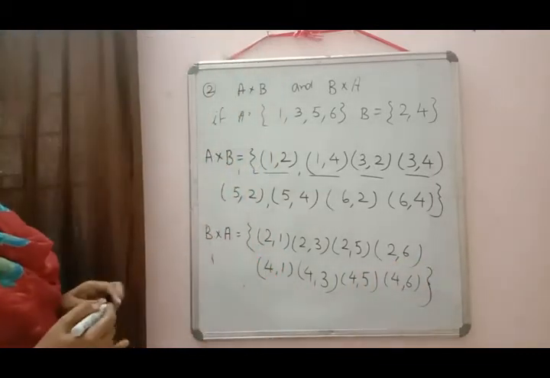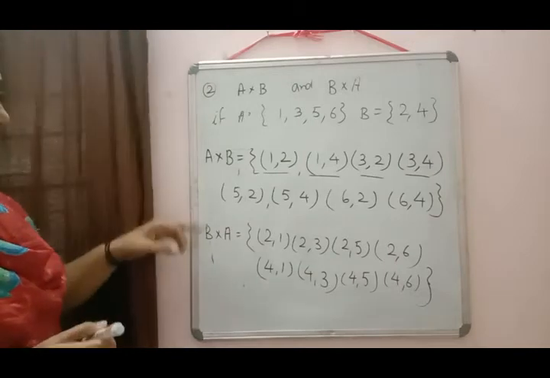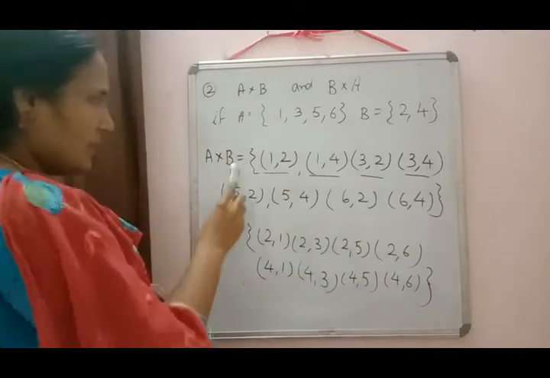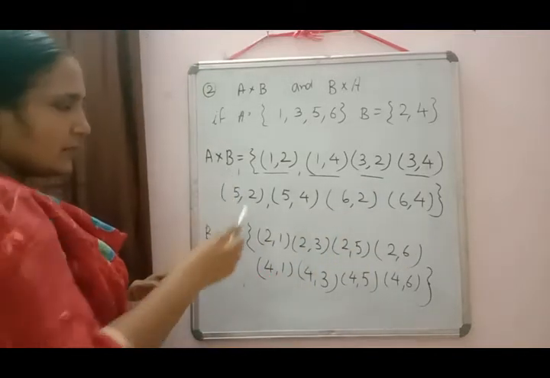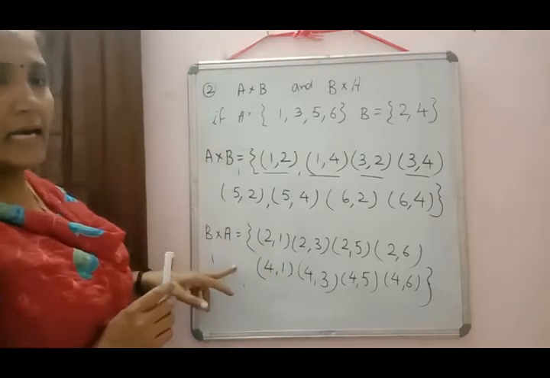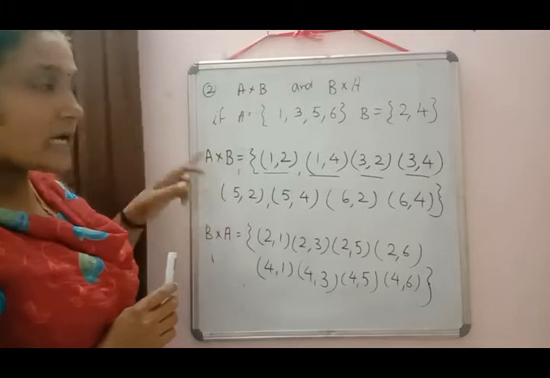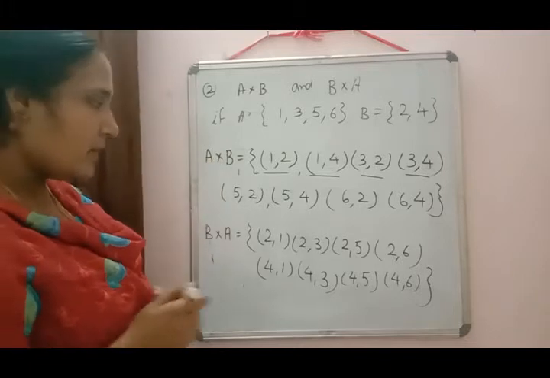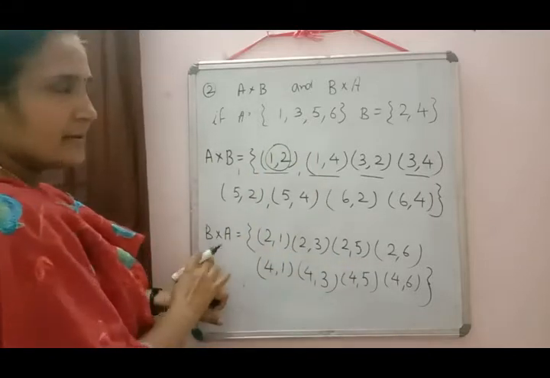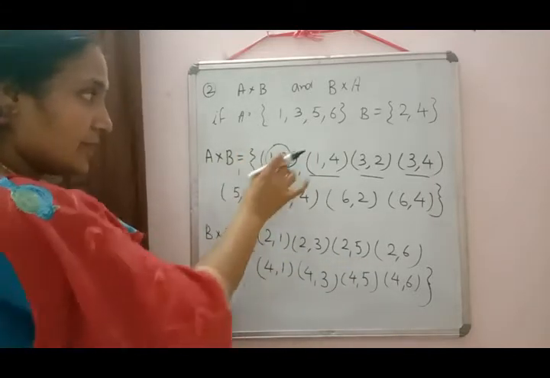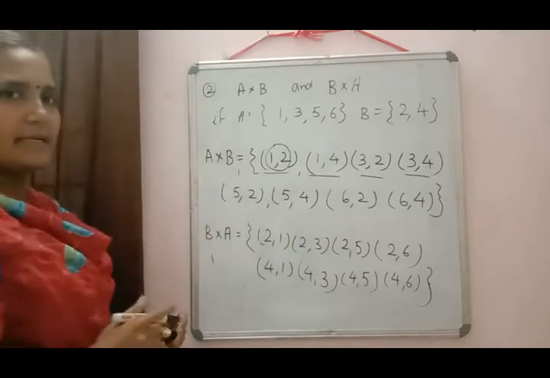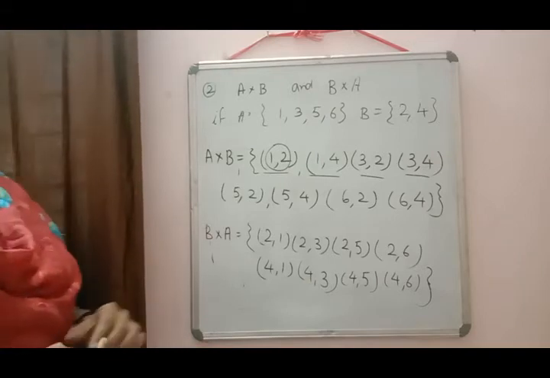Just to check the number of elements in both A cross B and B cross A: 1, 2, 3, 4, 5, 6, 7, 8. The number of elements in A cross B is equal to 8 and in B cross A is also equal to 8. So the numbers are equal. But are these two sets equal? No, because here we have 1 comma 2, but 1 comma 2 we don't have in this set. Two sets will be equal if their corresponding elements are equal. So that's why the number of elements is the same, but the two sets are not equal.